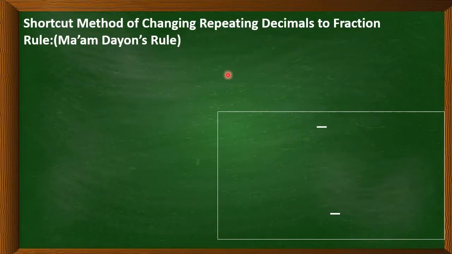Okay, now let me discuss the shortcut method of changing repeating decimals to fractions. In your module, you have the solution on how to find the fraction form of a repeating decimal. But this time, I'm going to teach you a shorter method to lessen the solution. This is Mom Dayon's rule.